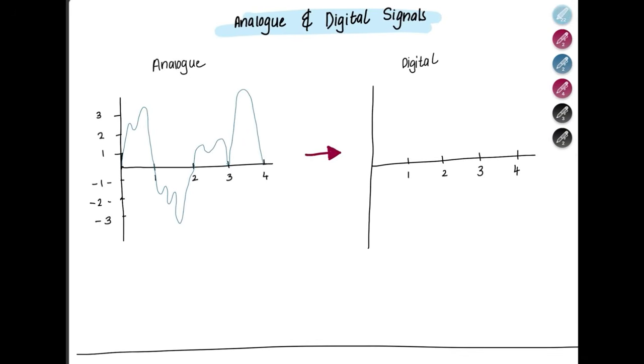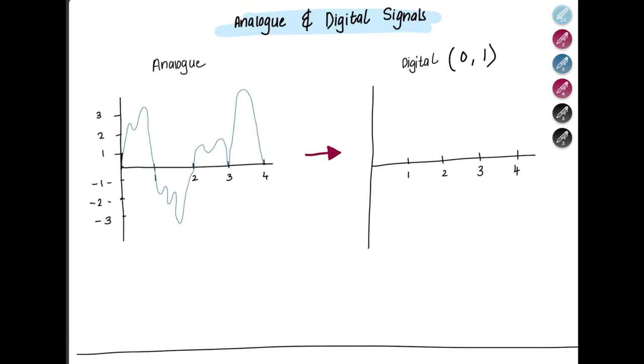Alright, now we have something called analog and digital signals. In analog, we have a whole variety of values, right, which change. Now, let's say you're asked to convert this into a digital signal. How is it done? It's actually very simple. Remember, a digital signal has only two values, 0 or 1, or yes or no.